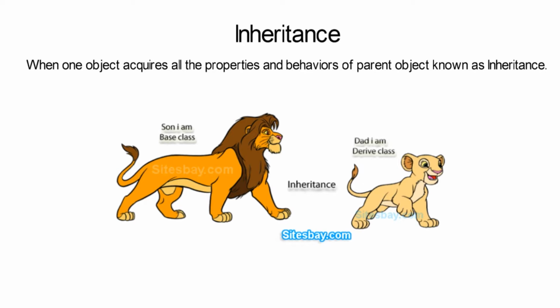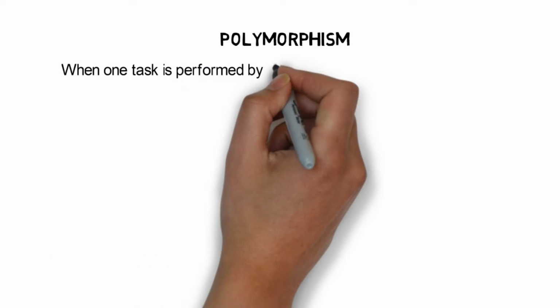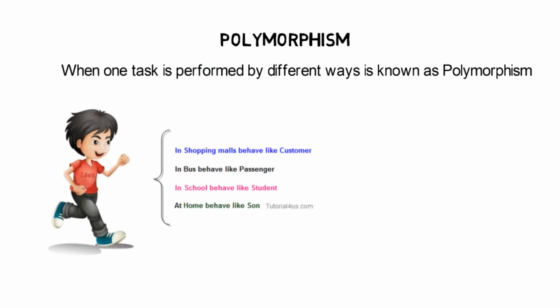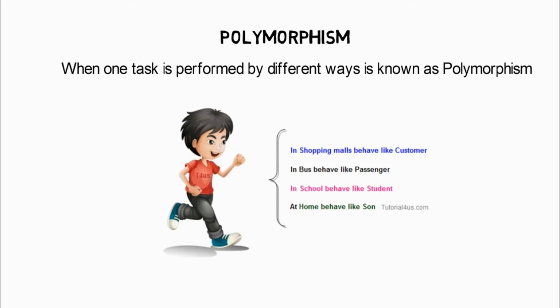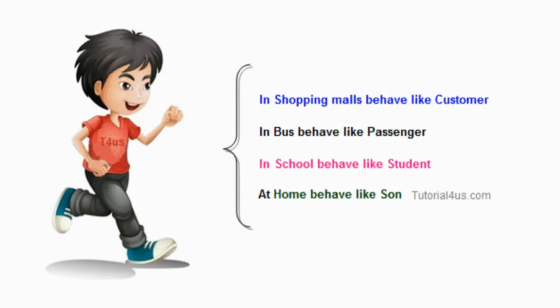So what is polymorphism? When one task is performed in different ways, it is known as polymorphism. Polymorphism means having many forms. Let's take a real world example. Here you can see a boy. He is playing different roles in different places. In shopping malls, he behaves like a customer. On the bus, he behaves like a passenger. In school, he behaves like a student. And at home, he behaves like a son.